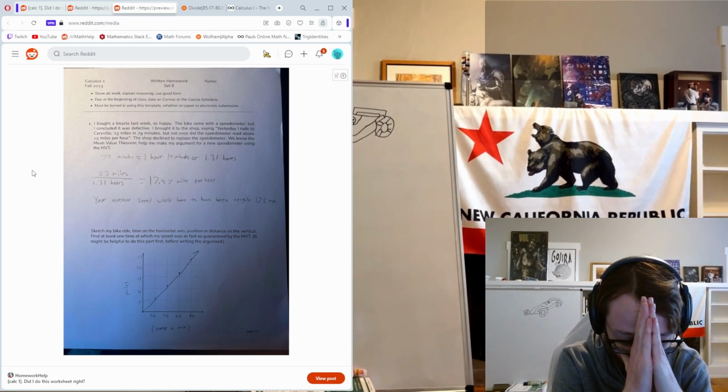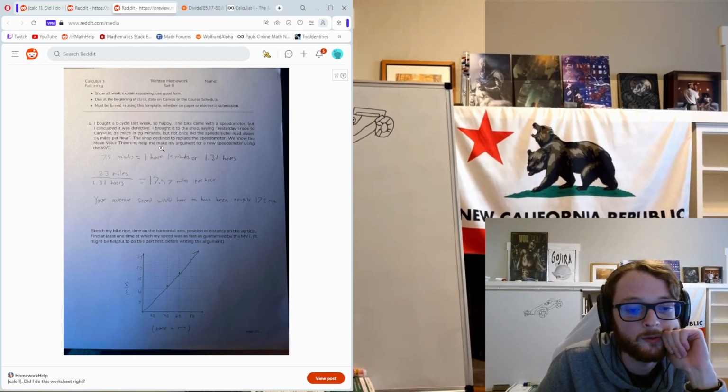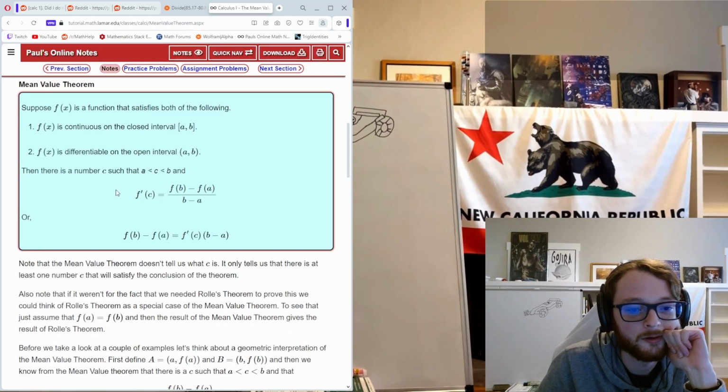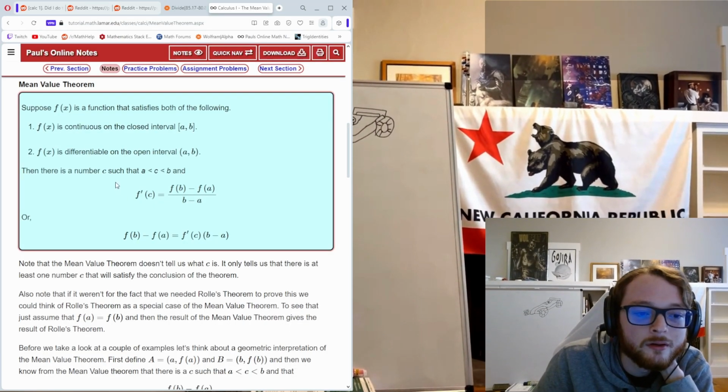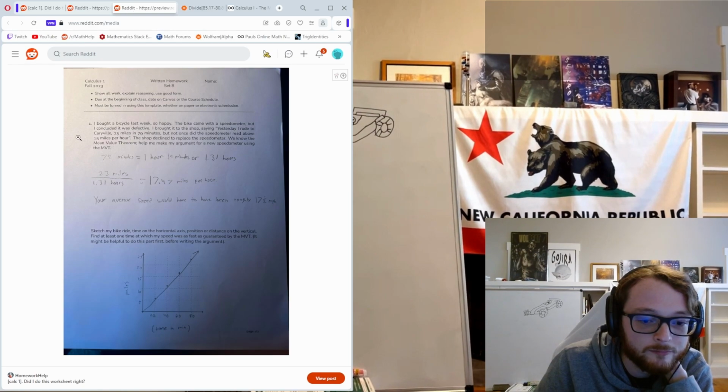So I agree with their logic, but they should be more explicit about how the mean value theorem comes into play here. In this case, the mean value theorem states there must be a number C such that the average speed over the entire time is equal to the instantaneous speed, and that never occurs. So we violated the mean value theorem.